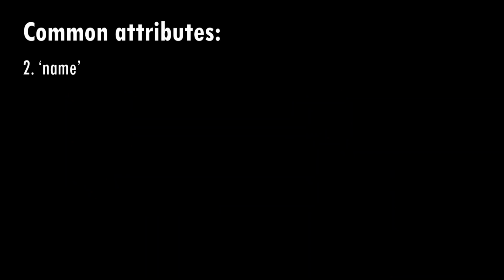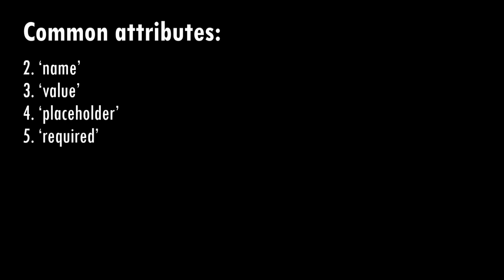Next is name, specifies the name of the input field which is used when submitting form data. Value defines the initial value of the input field. For buttons, it specifies the text displayed on the button. Next is placeholder, provides a hint to the user about what to enter in the input field. Required, this specifies that the input field must be filled out before submitting the form.